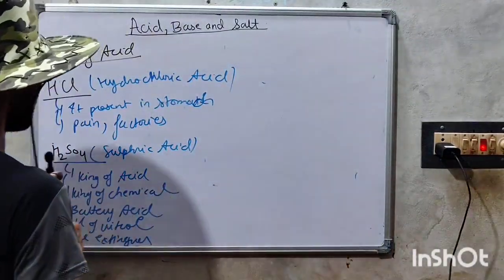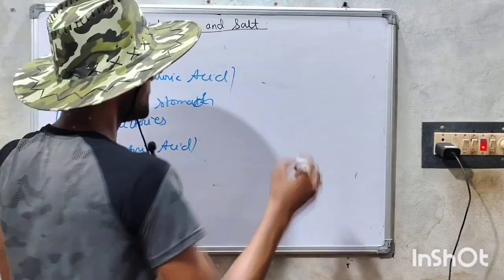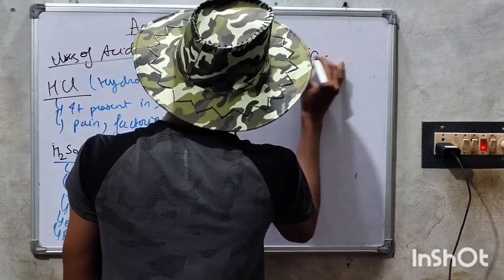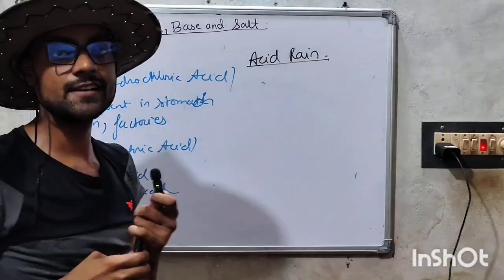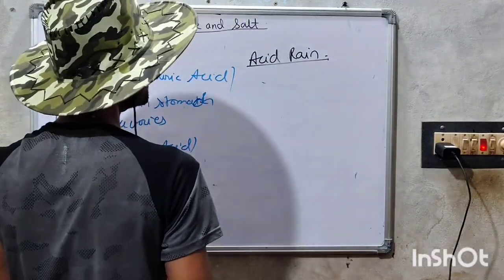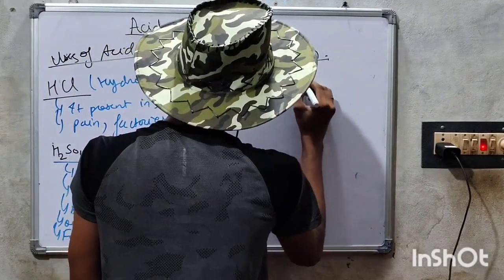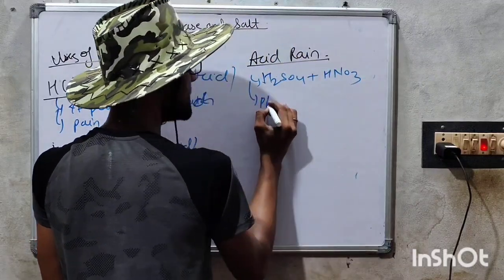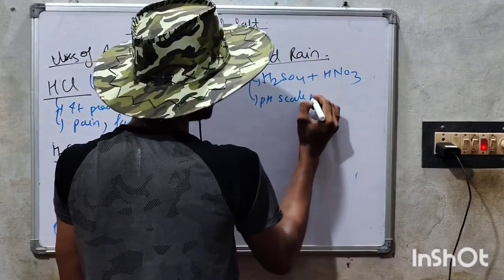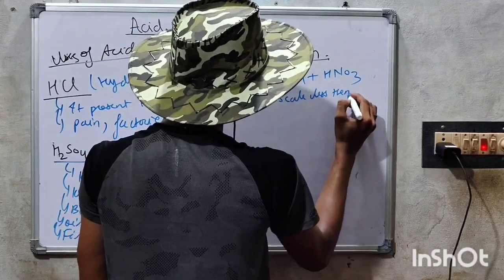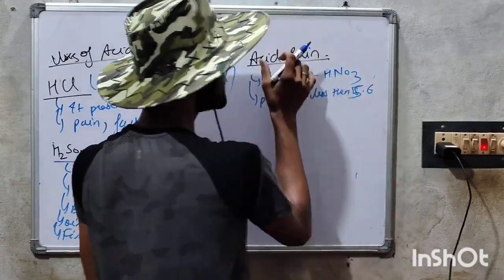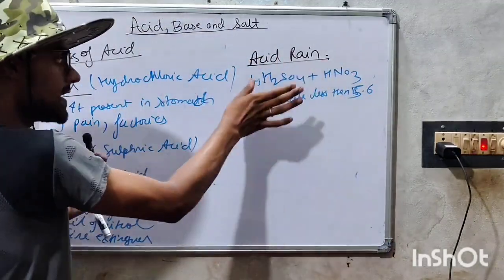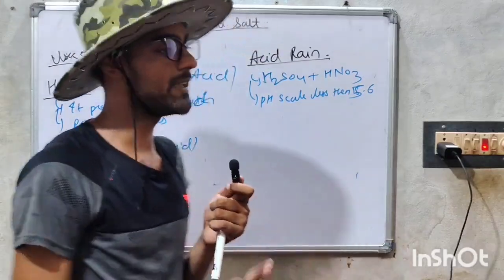And next we are talking about acid rain. In acid rain there are two acids, which are H2SO4 plus HNO3, whose pH is less than 5.6. So this is what about acid rain. In acid rain there are two acids, sulfuric acid and nitric acid, and whose pH is less than 5.6.